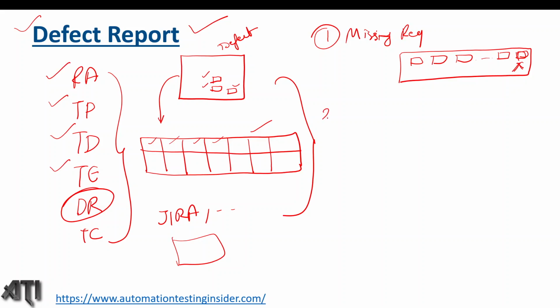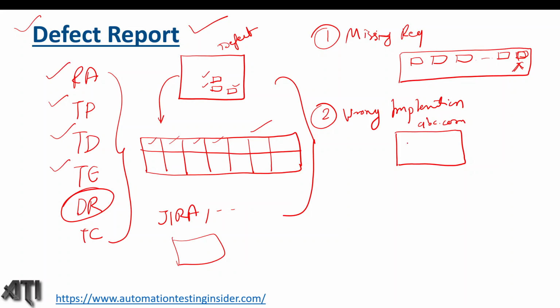So this is one of the reasons, guys. Another reason could be wrong implementation of the requirement. So let me give you an example. Let's say we are developing a website. The website name is abc.com, and while launching this URL we should get two buttons over here. One is sign in page, which is for the registered user. When we click on this sign in, we should get the login page, user ID, password field, and sign in button.